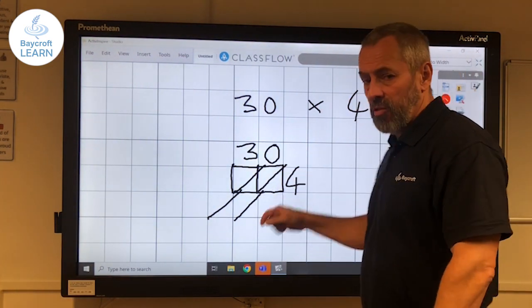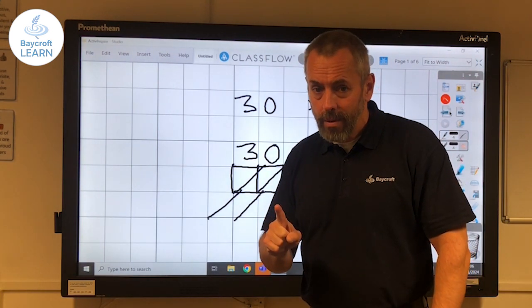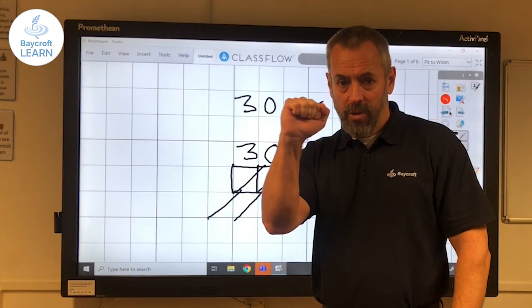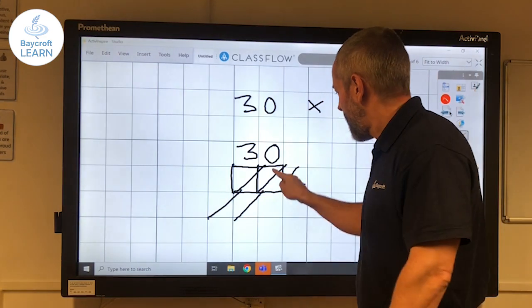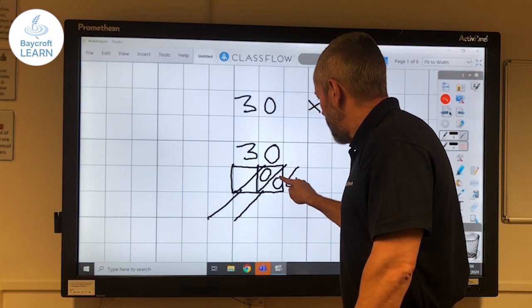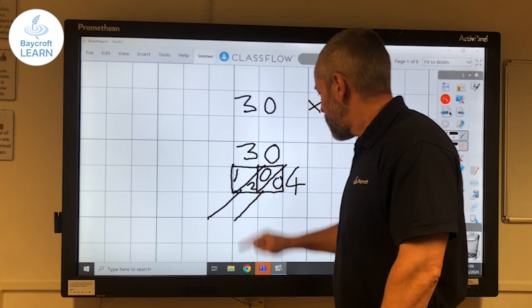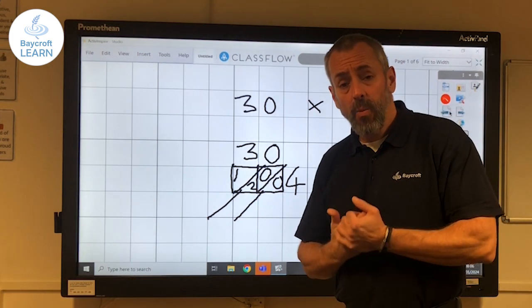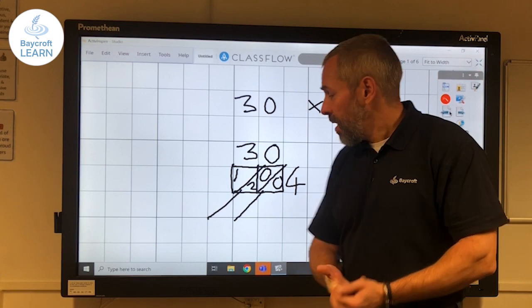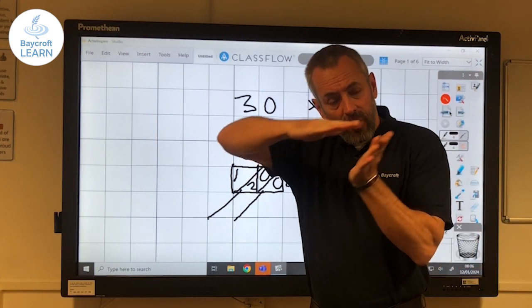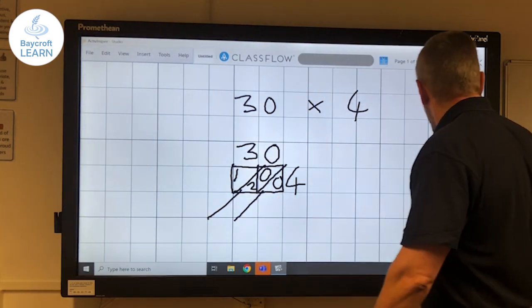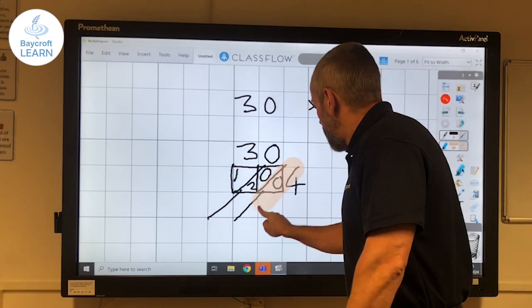So 0 lots of 4 isn't 4. We're looking for no lots of 4, so it's nothing, okay? So 0, 0, and then 3 times 4, which is 12. Then we do column addition. This is essentially columns, but just slightly wonky. Now, it sometimes can help to highlight where the columns are.